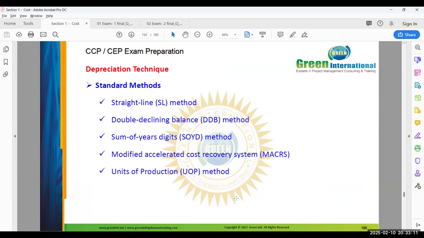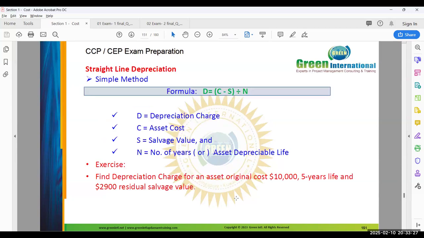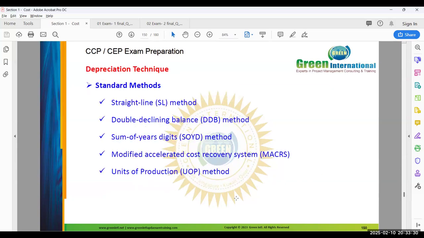Depreciation. You know what is depreciation? Reduction in value with time. So if you buy a car, every year the car value is getting reduced, right? Because of wear and tear and market scenario, every year the car value is getting reduced, right? Yes, the car value was reduced.